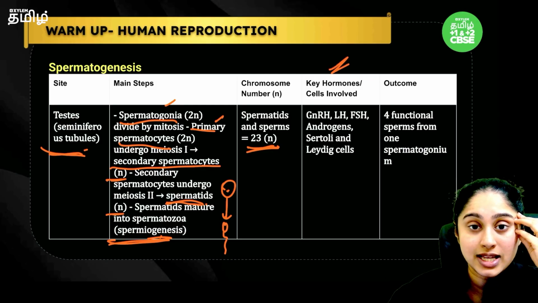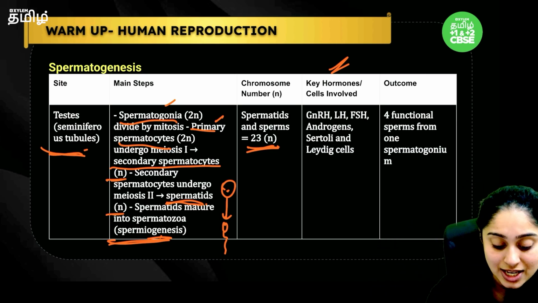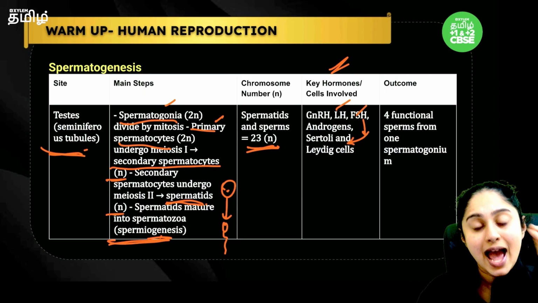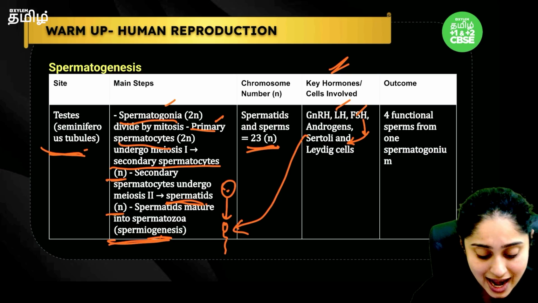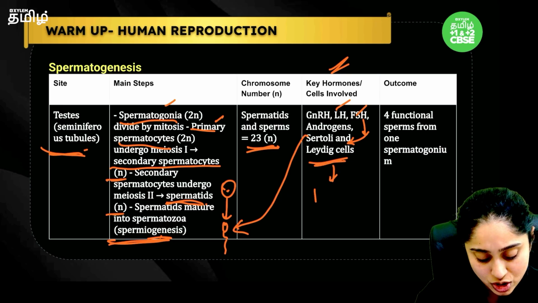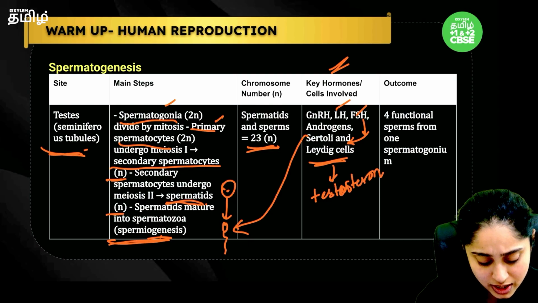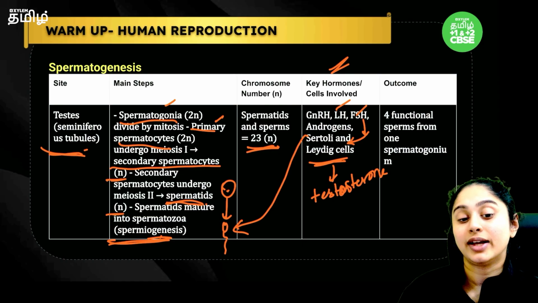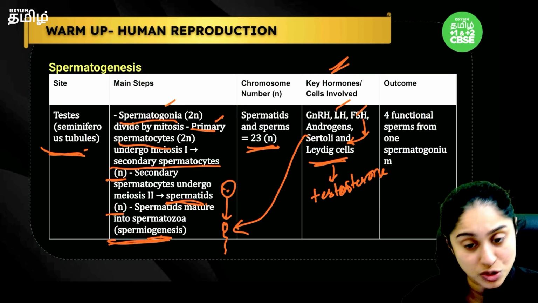Now if you look at the key hormones that are involved, firstly we have GnRH, the releasing hormone from the hypothalamus. It will tell the pituitary to release LH and FSH. FSH is going to act on the Sertoli cells, and Sertoli cells are going to help in spermiogenesis. The LH is going to act on the Leydig cells, and this will produce testosterone and the other androgens, and as a result our entire spermatogenesis, ducts, glands, everything will be maintained smoothly.